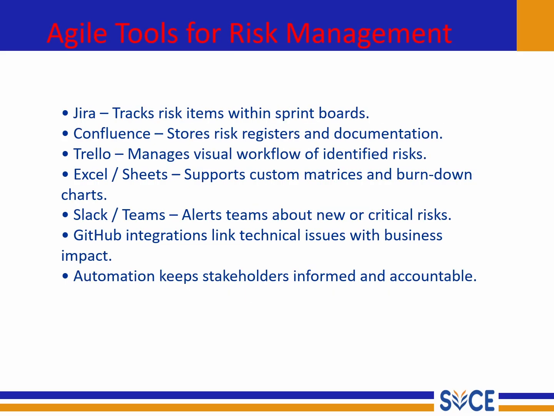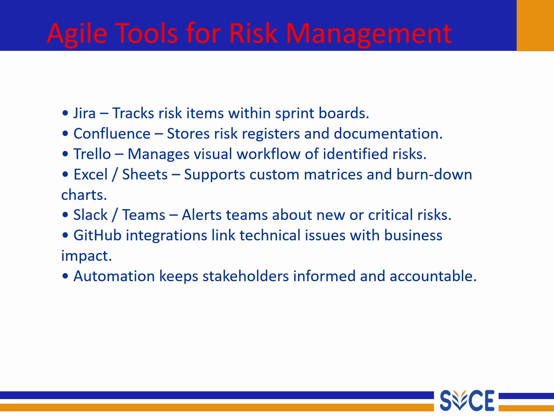In the next slide, we will see Agile tools for risk management. Number one, Jira. Jira tracks risk items within the sprint boards. Next one is Confluence. It stores the risk registers and documentation. Trello manages the visual workflow and identifies risks. And next one is Excel or Sheets. It supports custom matrices and burn down charts.